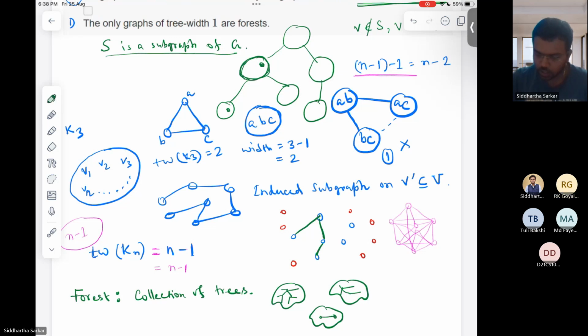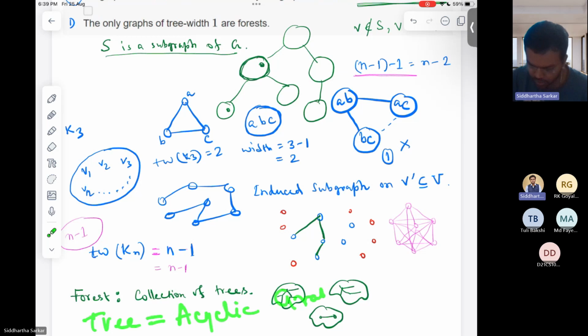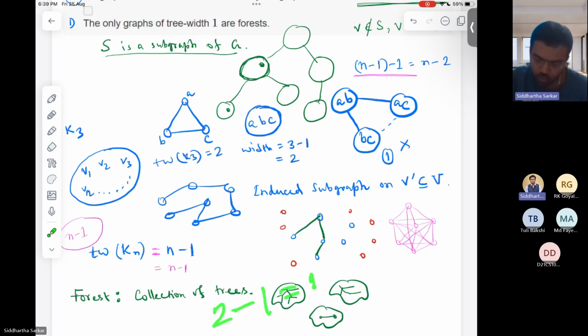So what do we know? We know that for a tree, the tree width is one. For a single edge also tree width is one, because a single edge is nothing but a tree. What is a tree? A tree is an acyclic graph that does not contain a cycle. So for a forest, for every individual component, we will draw a tree decomposition, and each of these tree decompositions will have bag size at most 2, and therefore tree width will be 1.